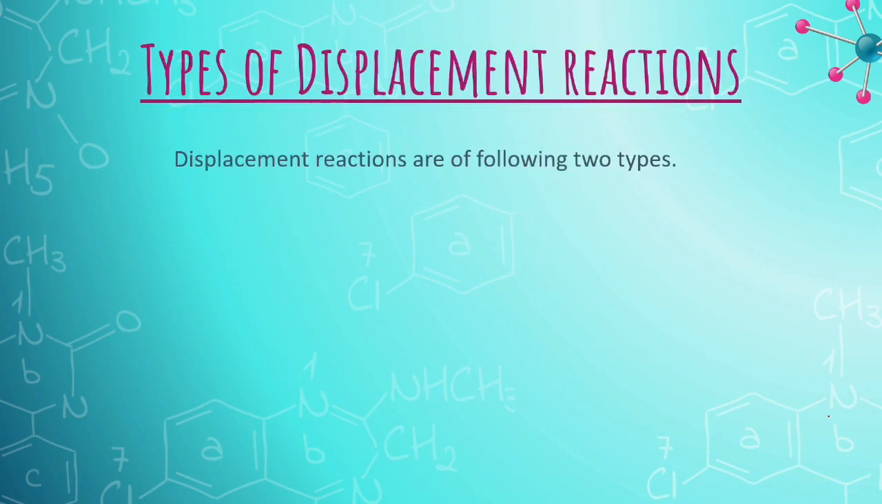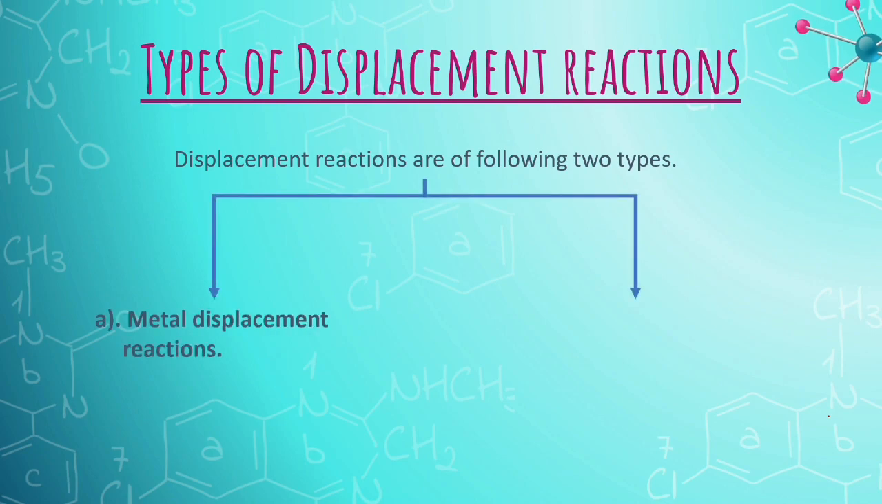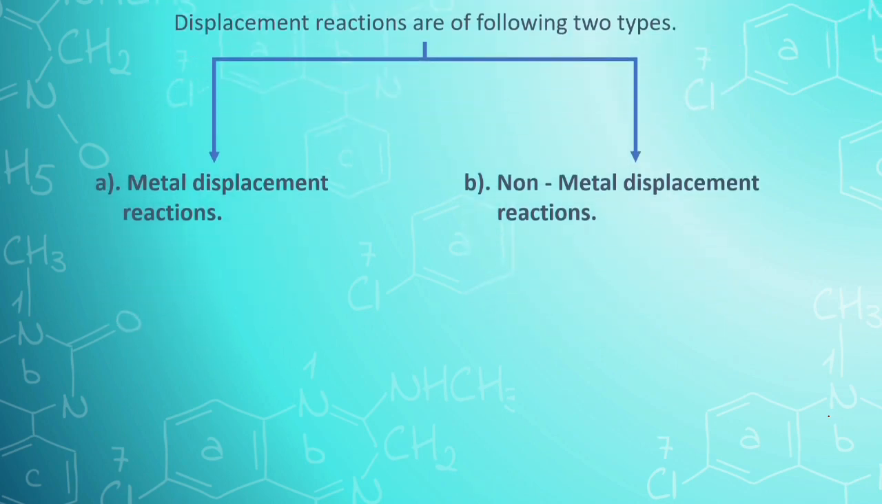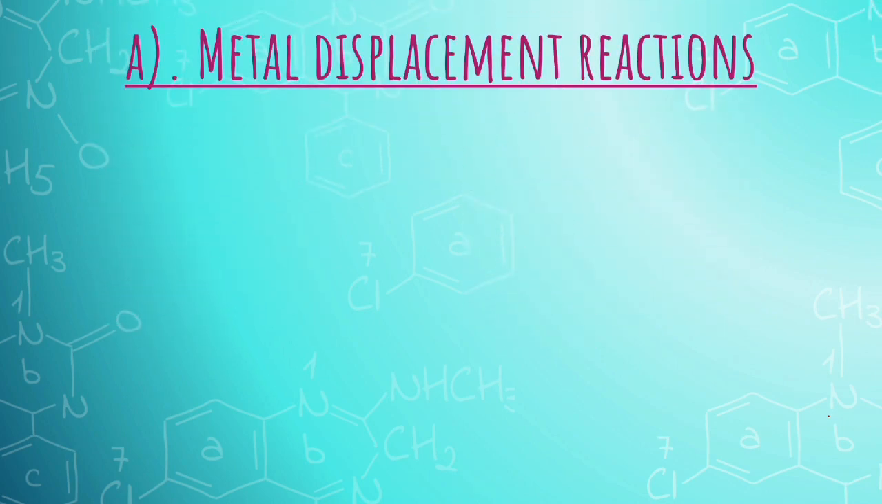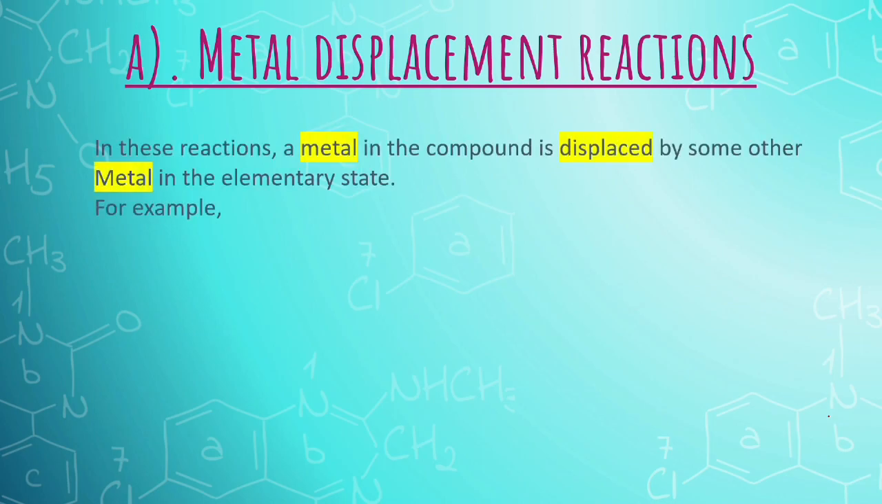So, types of displacement reactions. Displacement reactions are of the following two types. First is metal displacement reactions and the second type is non-metal displacement reactions. Let's discuss first metal displacement reactions. In these reactions, a metal in the compound is displaced by some other metal in the elementary state.